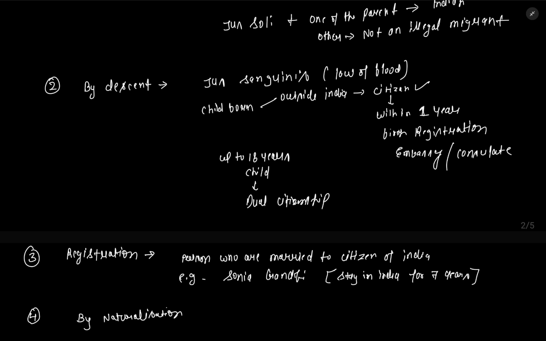Descent means the law of the blood, jus sanguinis. It means there's a child born outside India, and that child will be considered an Indian child. But within one year of his birth, the parents of that child need to register the birth in the Indian embassy or consulate. Up to 18 years of age, that child will be considered a citizen of India as well as of the country where he was born. After 18 years, he is in a position to decide whether he wants to continue with the citizenship of India or relinquish the Indian citizenship.